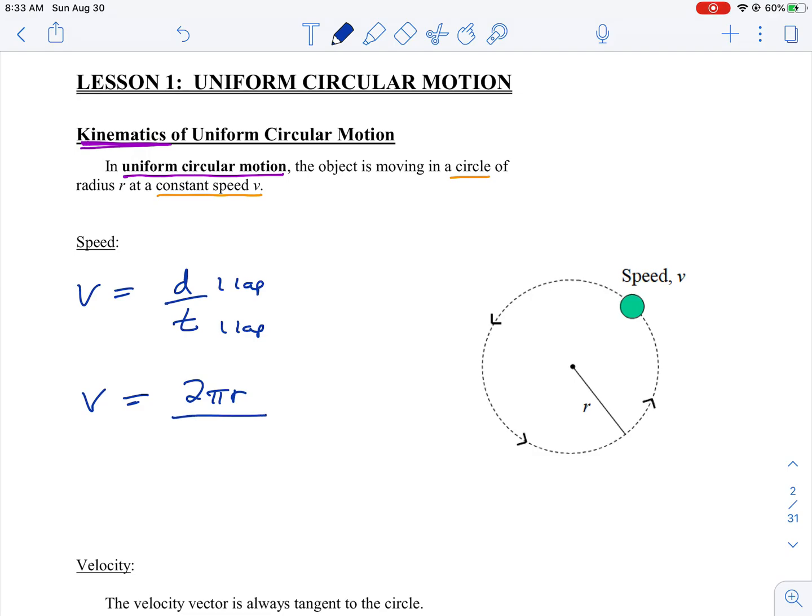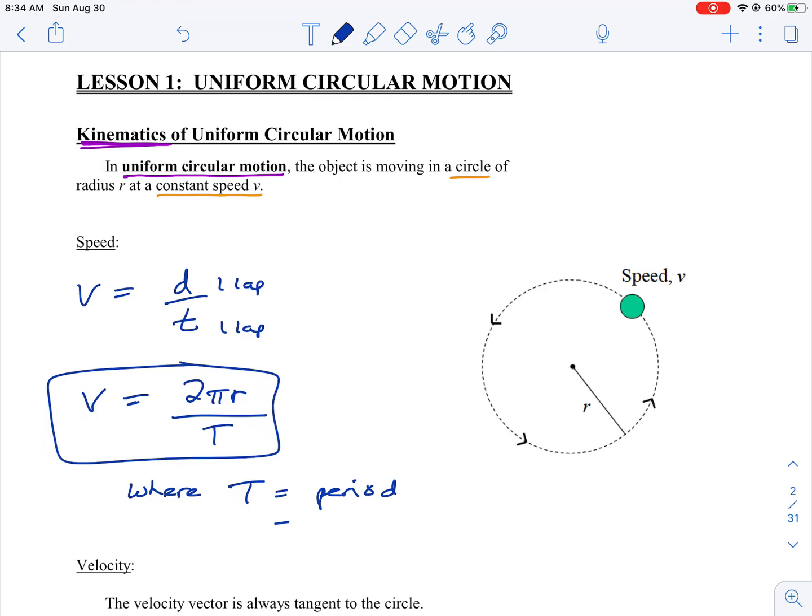The time for one lap has a special letter in physics. It's very useful. We call it big T, and this is called the period. It is the time for one lap, one cycle, one repetition, one oscillation. This equation, by the way, is on your formula sheet, so you don't have to derive it, but that's where it comes from. v is 2 pi r over big T.